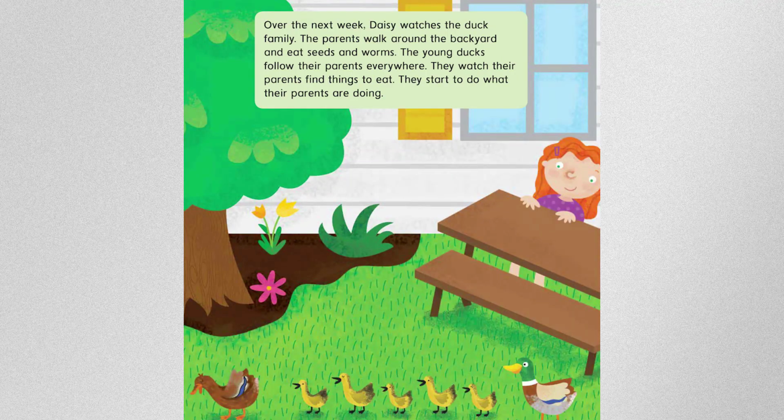Over the next week, Daisy watches the duck family. The parents walk around the backyard and eat seeds and worms. The young ducks follow their parents everywhere. They watch their parents find things to eat They start to do what their parents are doing.